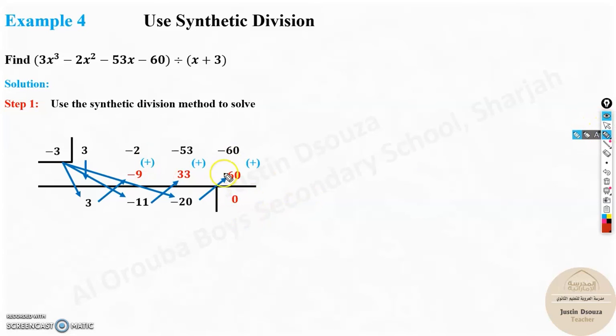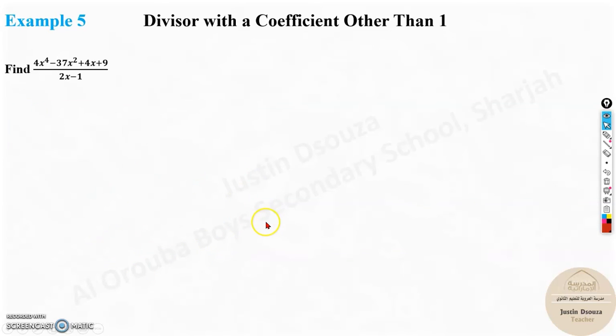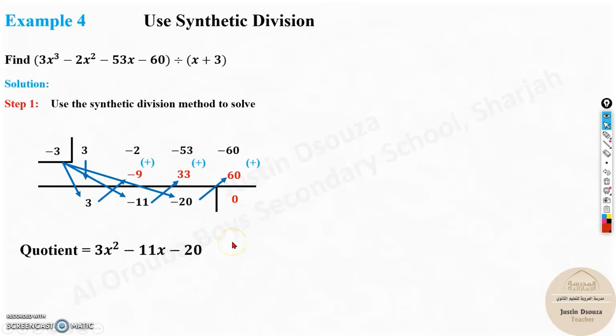Whenever you are coming to the last term, a line is drawn just to indicate this is the remainder and this is your answer. This is the constant, x, and x squared. Or you can also remember, if the given question is x cube, the answer will be 1 degree less, x square onwards. So the answer is 3x square minus 11x minus 20, and there is no remainder. Remainder is 0, so this is the answer.